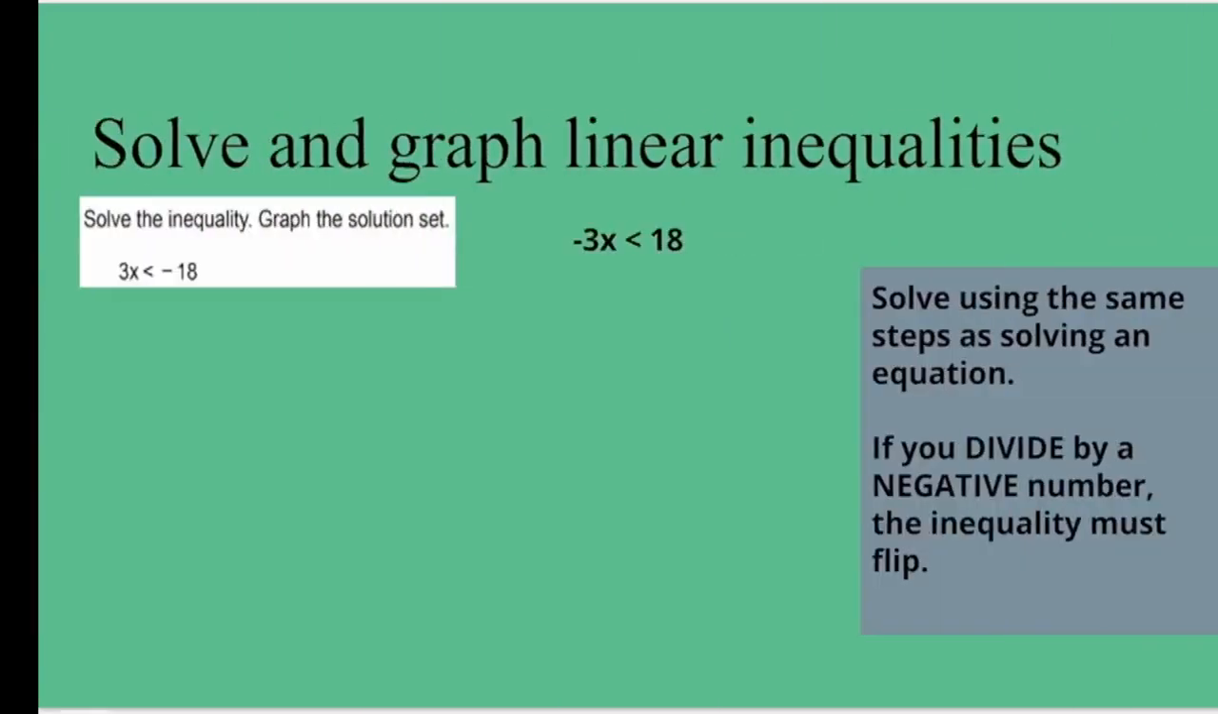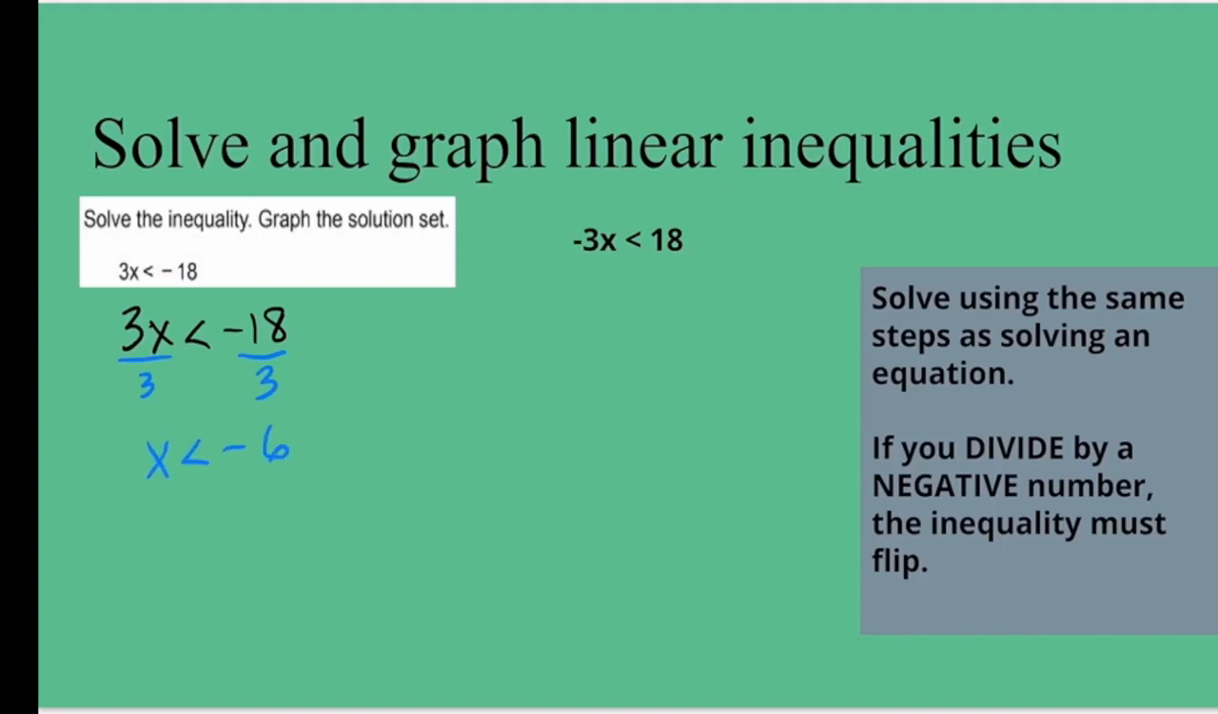If we look at another example, solve the inequality and graph it. This is 3 times x is less than negative 18. The opposite of multiplying by 3 is dividing by 3, so that's what we're going to do. x is less than negative 6.